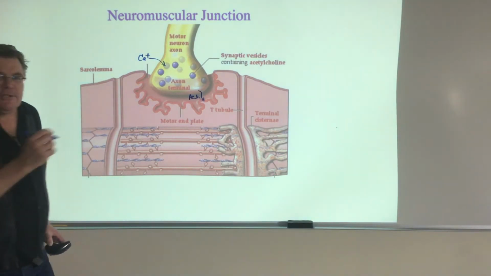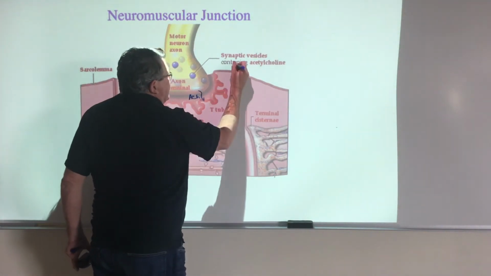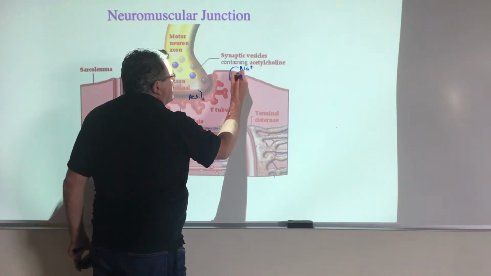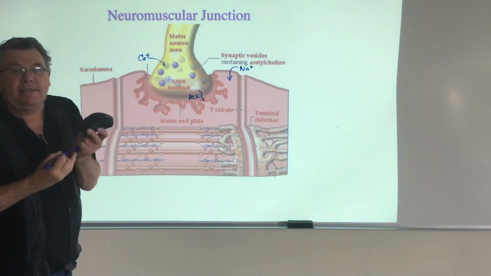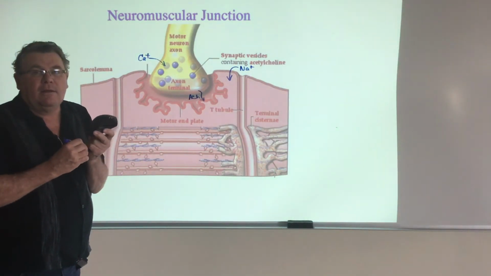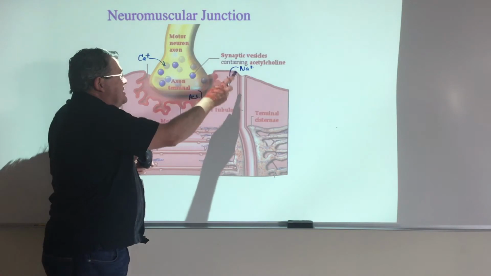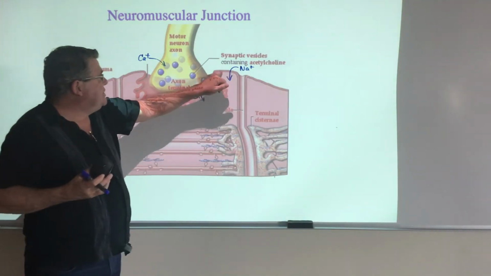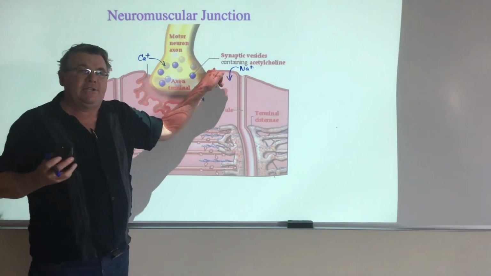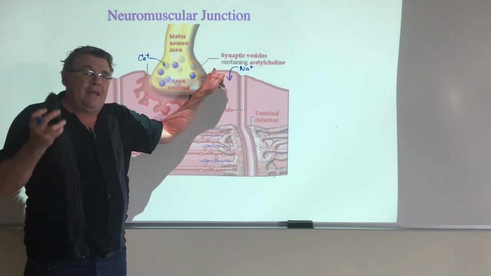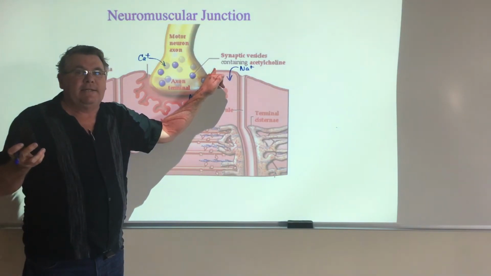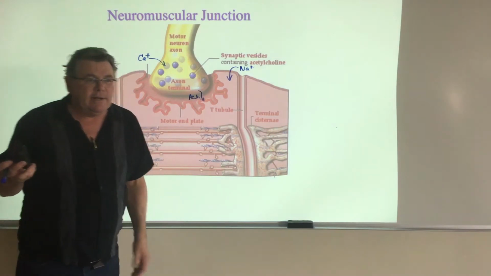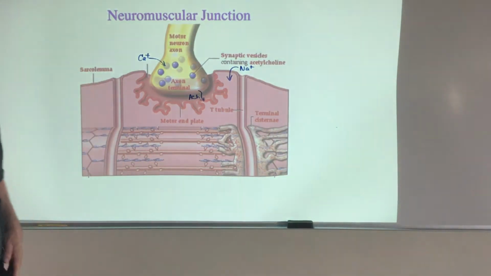So when sodium channels open, I'll do it up here because there's a little bit more room. Sodium will move into the sarcolemma. So it goes from outside, now it moves in. And what happens is we get a change in the membrane potential. We get a change in the electrical charge. And it's what we call depolarizing. So we'll talk a lot about depolarizing, like I said before, when it comes to the nervous system.